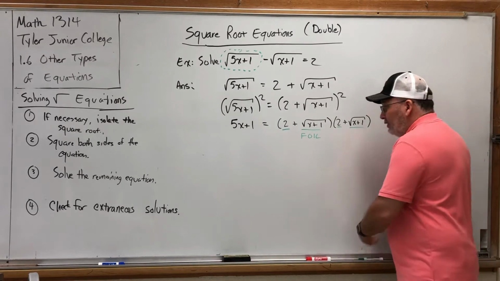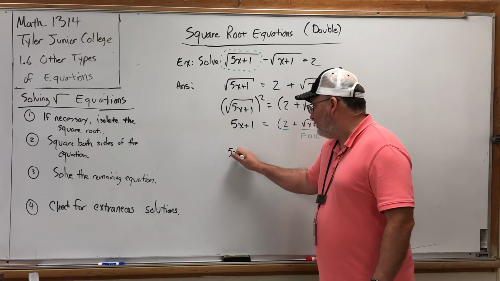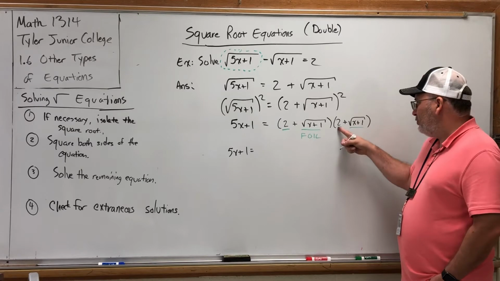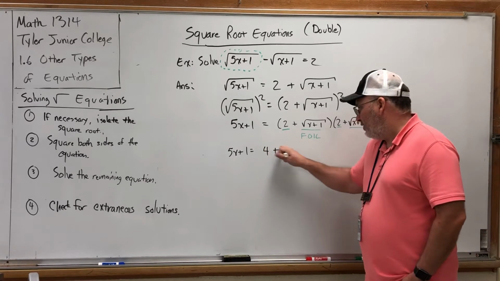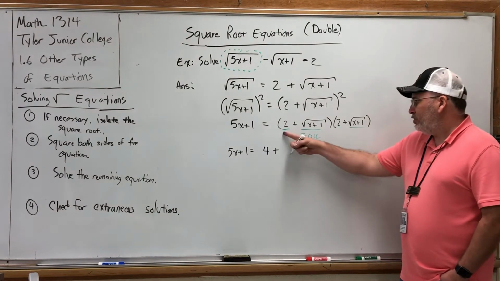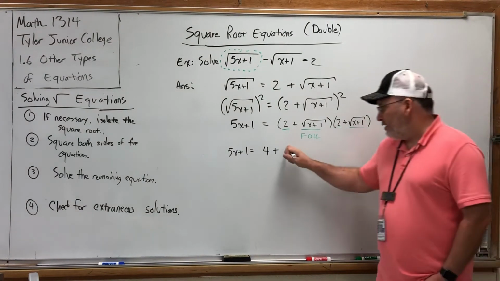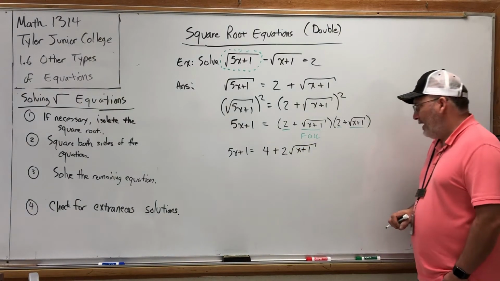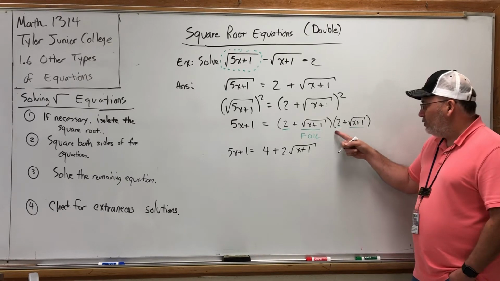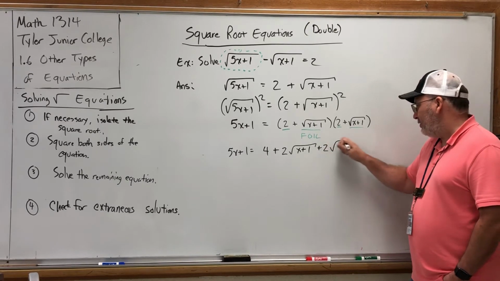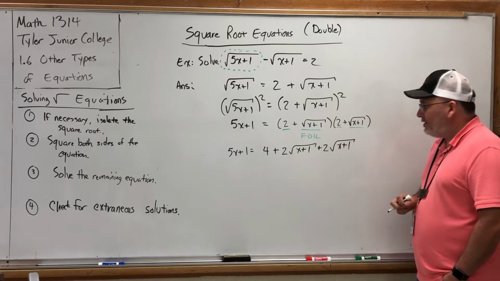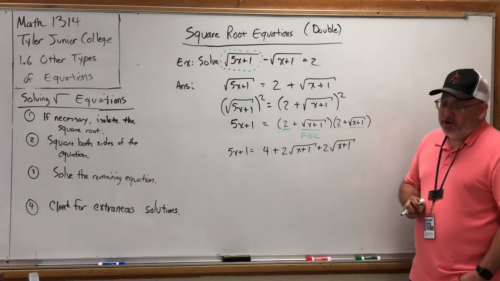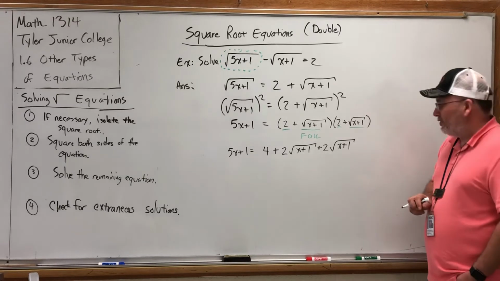Let's see what happens. We start with 5x plus 1 on the left. That's pretty harmless. On the right, 2 times 2 is 4. That was easy. Plus the outside, 2 times the square root of x plus 1 is 2 times the square root of x plus 1. Okay, you can buy that. The inside, 2 times the square root of x plus 1, so the exact same thing. By the way, when you multiply a binomial times itself, the outside and the inside are always equal, so technically you only have to do it once and double it. But let's just stick with FOILing.